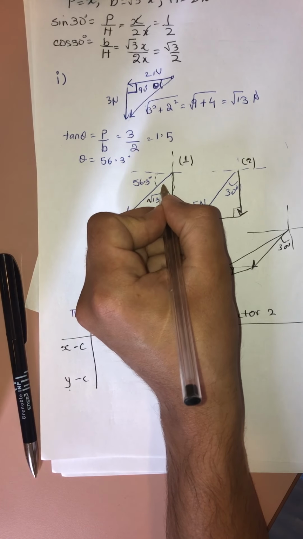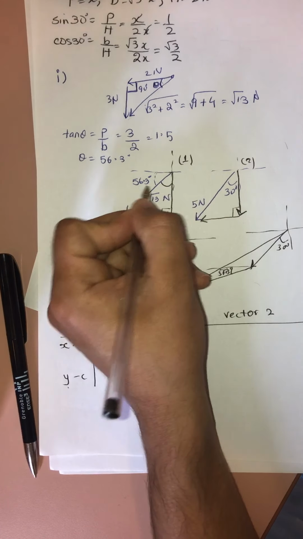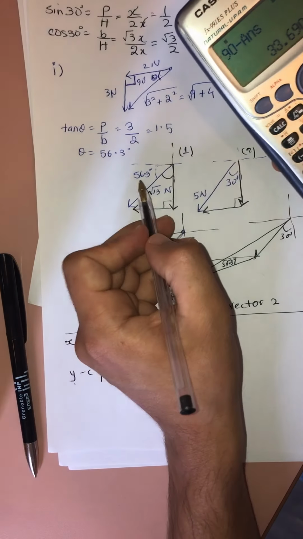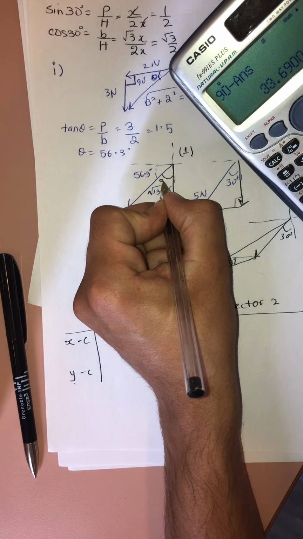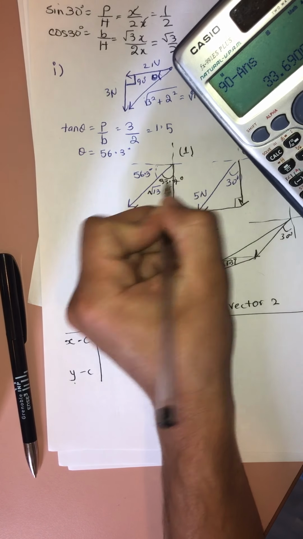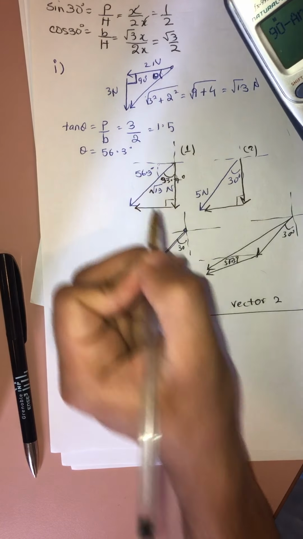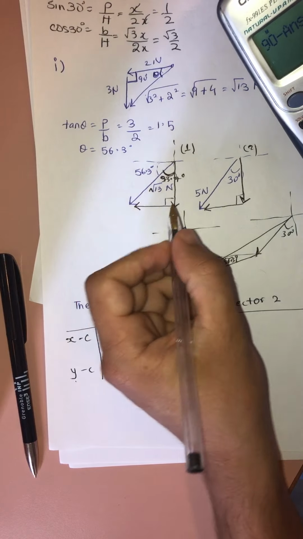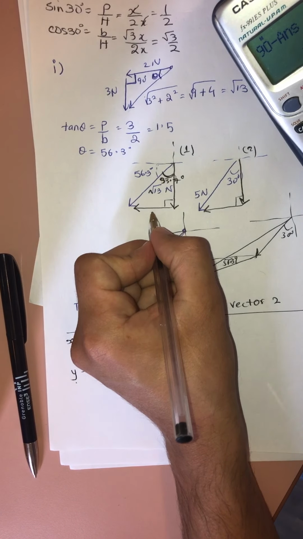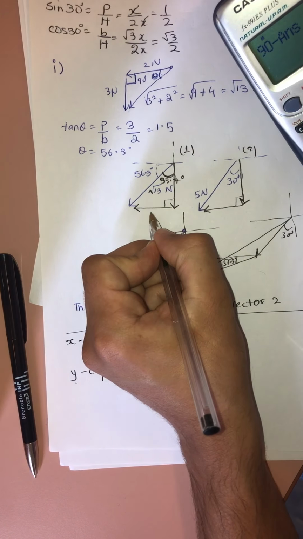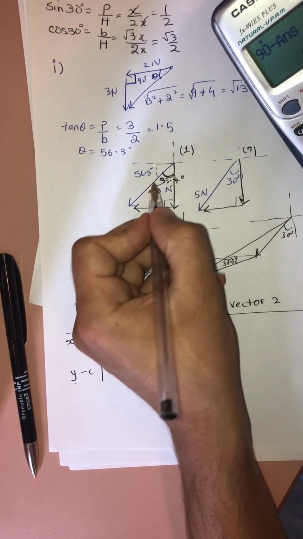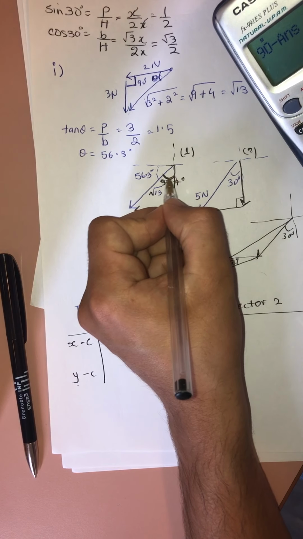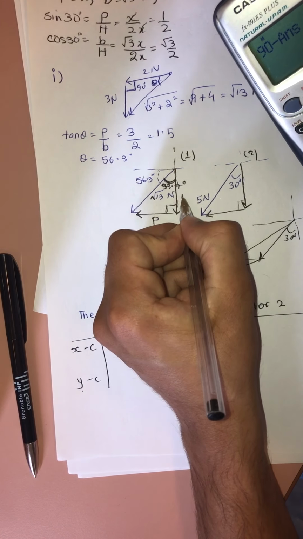If this is 56.3, we have to find this one because this is 90, so this would be 90 minus 56.3. This gives 33.7 degrees. Now this is our angle. We will take this as our angle. So this component will be perpendicular, because this is the angle. And the side that has this angle and the right angle, this is the base.